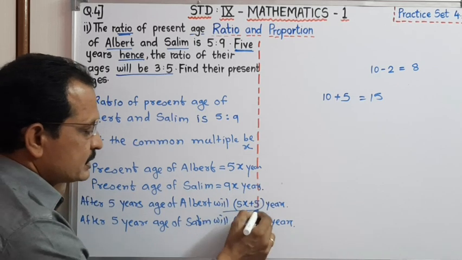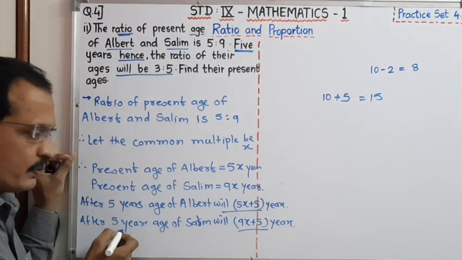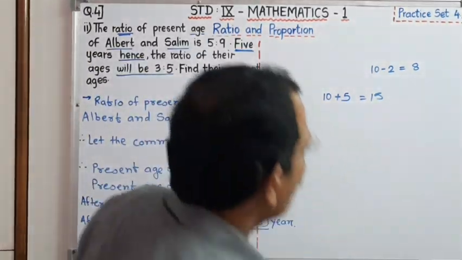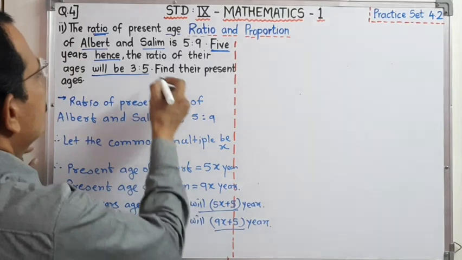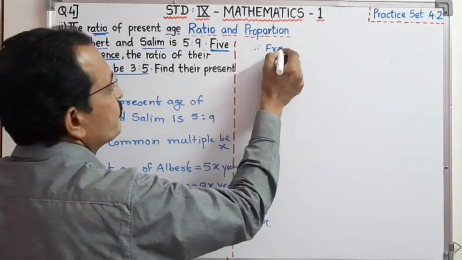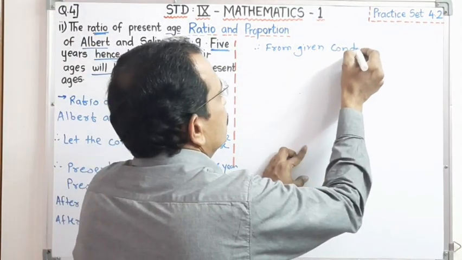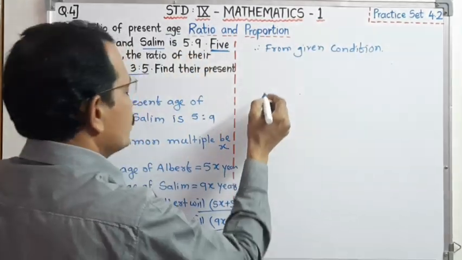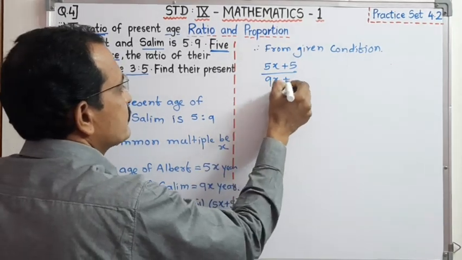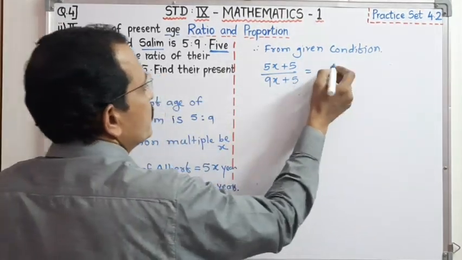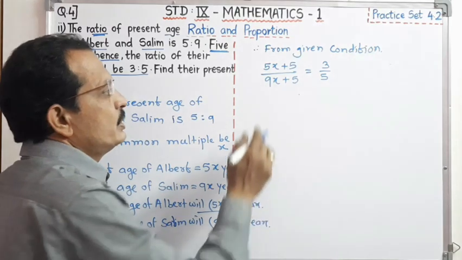Now dear student, this is the age of Albert after 5 years and this is the age of Salim after 5 years. Now if we take out the ratio of these ages, it will be 3:5. Therefore, from the given condition, the ratio of Albert to Salim is (5x plus 5) upon (9x plus 5), and this ratio is equal to 3:5. Got it?